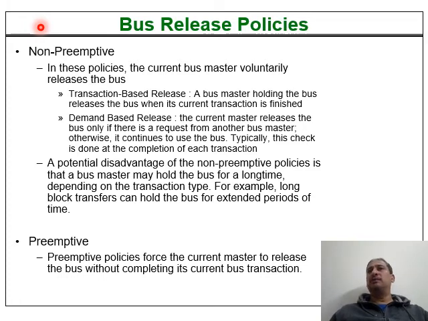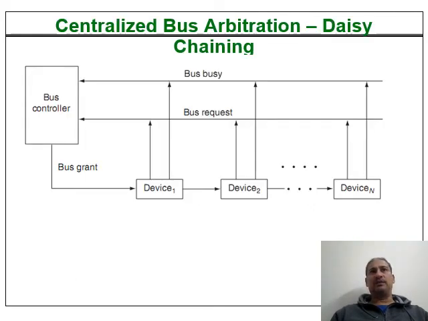Now, non-preemptive policies may be transaction based, where the bus holder completes the transaction and then releases the control, or they may be demand based, where if there is another demand, the bus holder will release the control of the bus. Now, any device which wishes to get the control of the bus uses two lines. One is called the bus request line and the other is called the bus grant line.